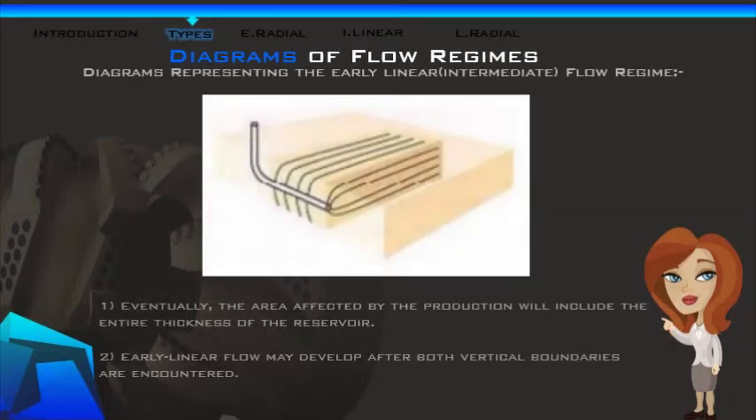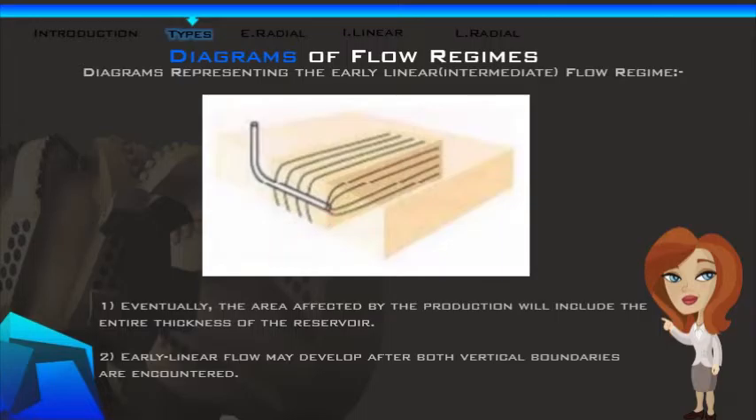Next we will have the early linear flow regime. After that, the pressure disturbance keeps on increasing, and eventually it will touch both boundaries here. When that happens, the flow will act as if it's in a straight line, a linear form. So this is where the early linear flow occurs, you can see the description here.